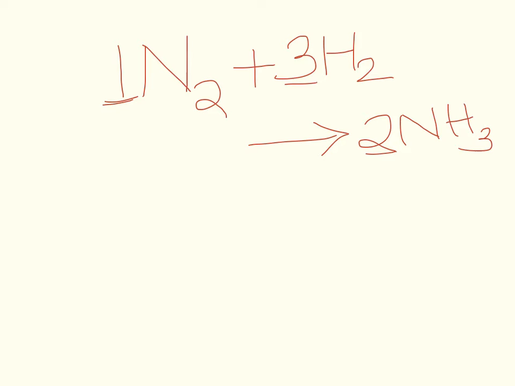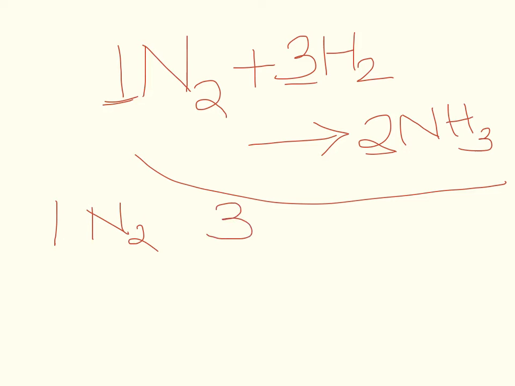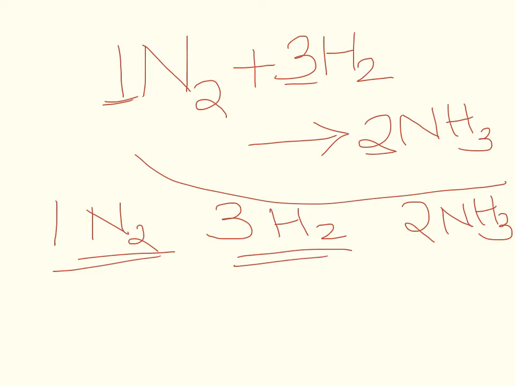Okay. So what does this tell us? This tells us that if 1 mole of nitrogen molecules reacts with 3 moles of hydrogen molecules, 2 moles of ammonia are produced if all the conditions are right. And whenever a reaction is given to us, we assume that all the conditions are okay. Alright, so it's 1 mole of nitrogen reacting with 3 moles of hydrogen, producing 2 moles of ammonia.